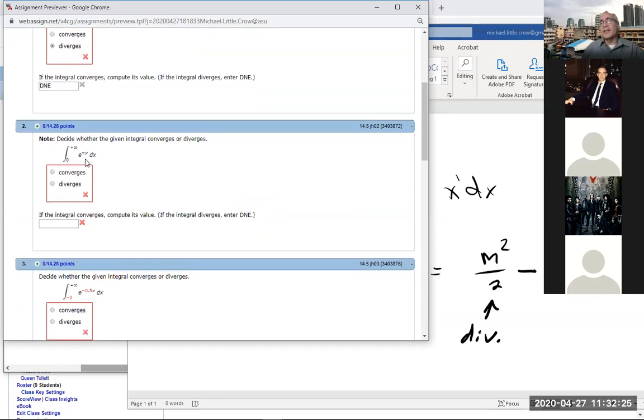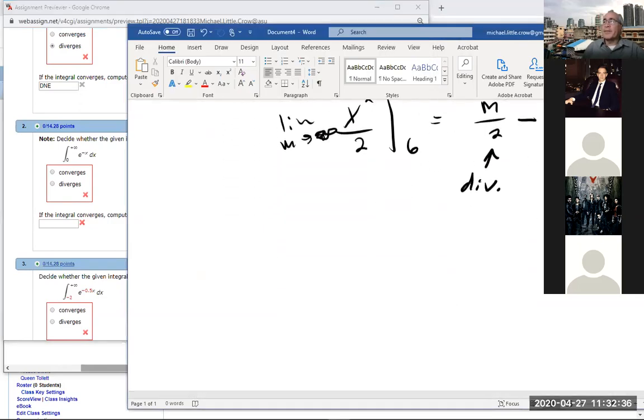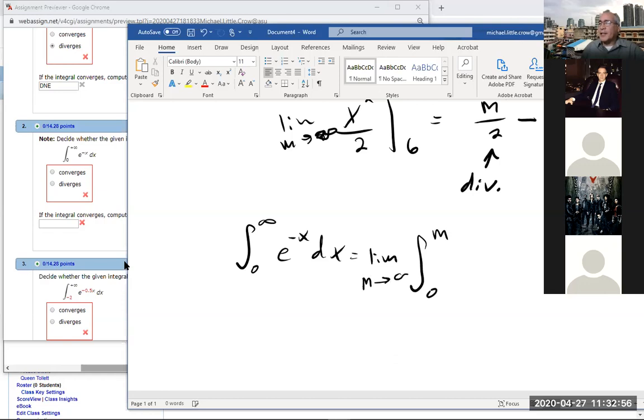This one I can see is going to converge because of the negative exponent. I think this one as well, because of the negative exponent, they both will converge. So again, we could just take a look at one of them. The integral from 0 to infinity, e to the minus x dx. Again, technically what we're thinking is we're going from 0 to some fixed point, but then we let that fixed point go to infinity.